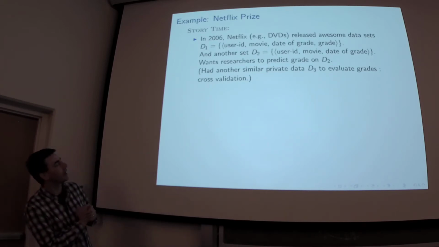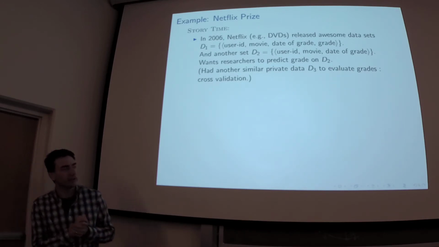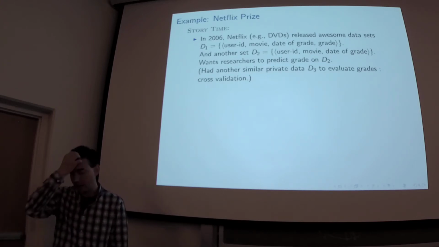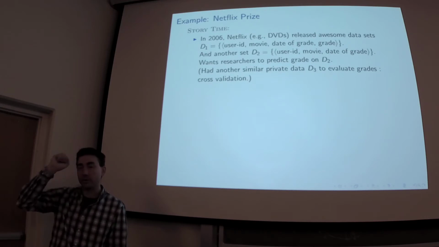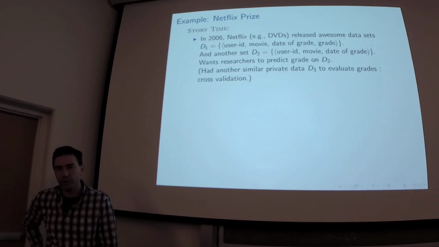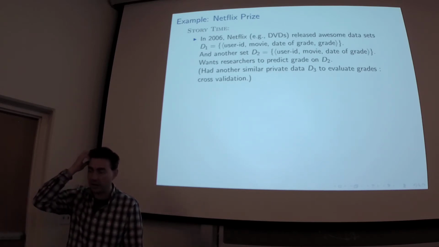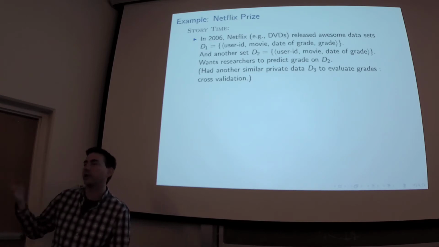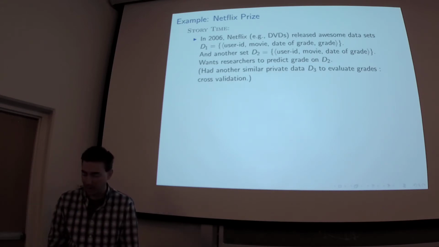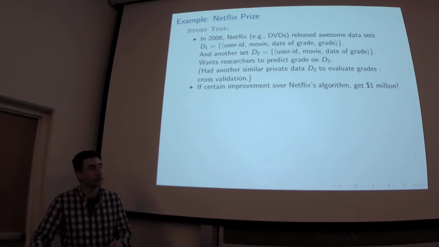They also had another data set, D2, that they released that had the user ID, the movie, and the date of the grade, but they didn't give the actual grade. And they asked researchers to try and predict the grade on this data set D2. Okay? And they had another third data set that they would finally evaluate the grades on, which they didn't release, but you would send in an algorithm and it would give back a score.